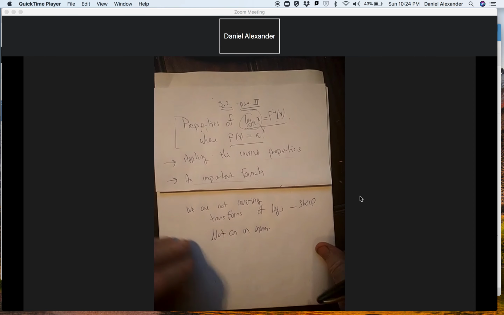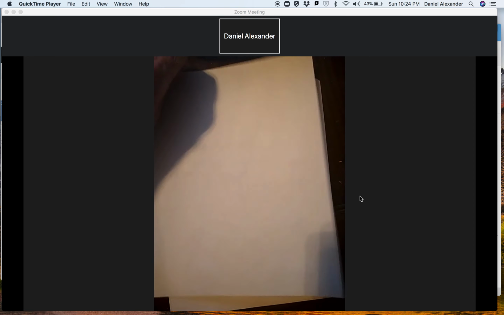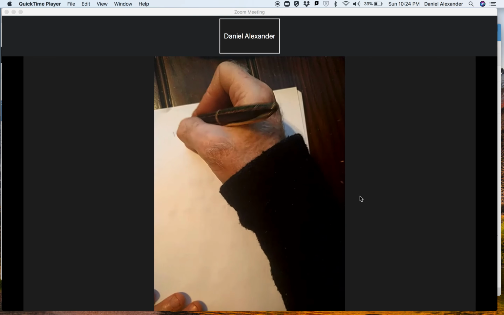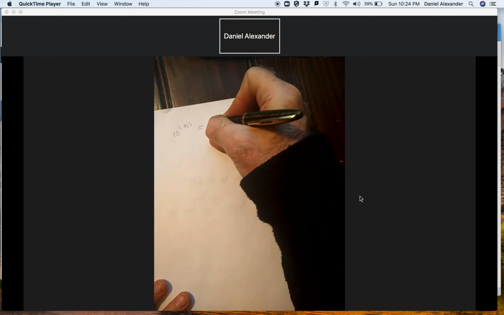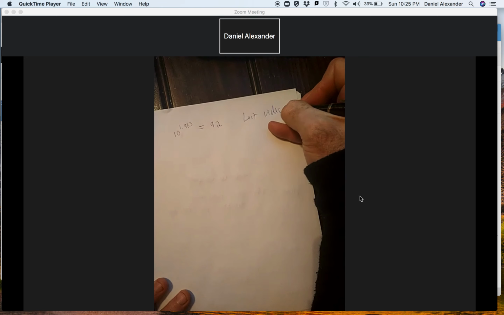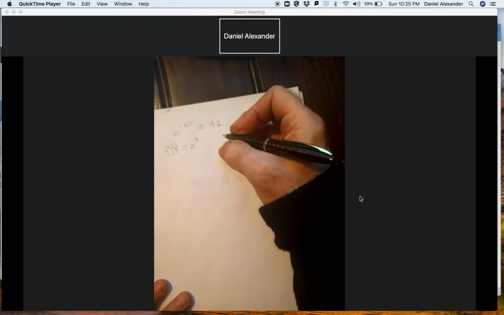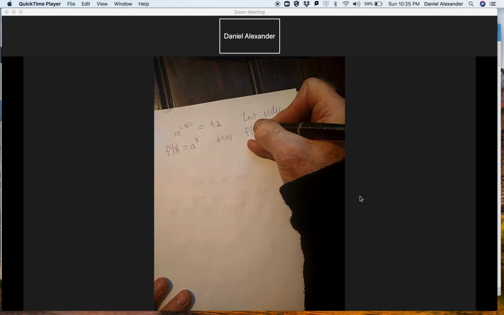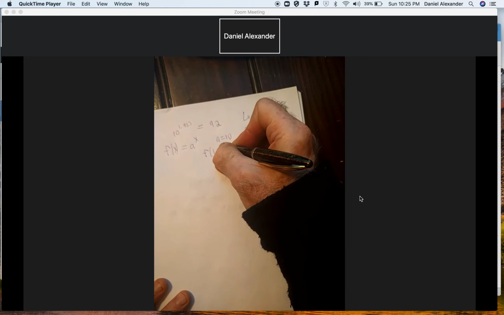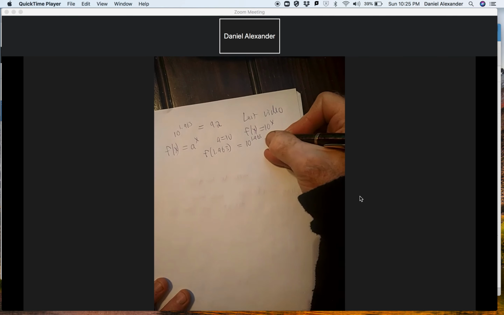Okay, I want to do a quick review, and I think the review will be helpful if we have an example in mind. We saw in the last video that 10 to the 1.963 was about equal to 92, and I just want to keep that in mind. So we have a function, f of x equals a to the x. This is an example where a is equal to 10, so f of x equals 10 to the x. Using this, f of 1.963 equals 10 to that number, and that's equal to 92.